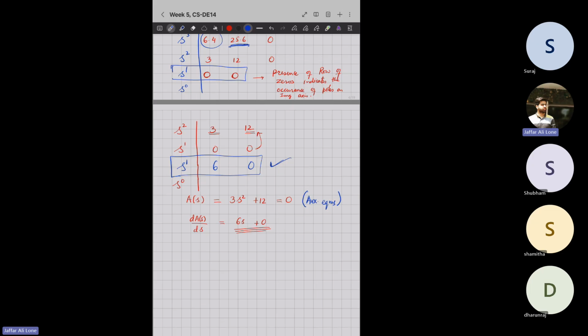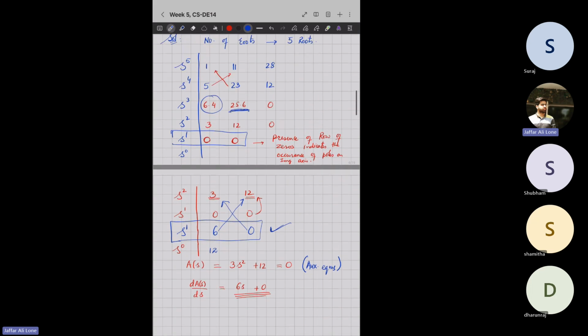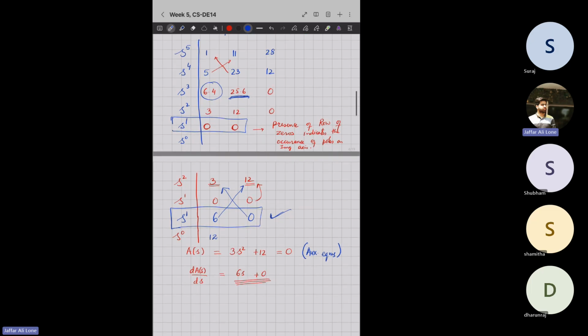Okay. Then after this, the last one is calculated again using the same concept: this into this minus this into this, divided by this term. So what will be my last element? It will be 6 into 12 divided by 6. That will be 12. So I'm done with populating the RH array.